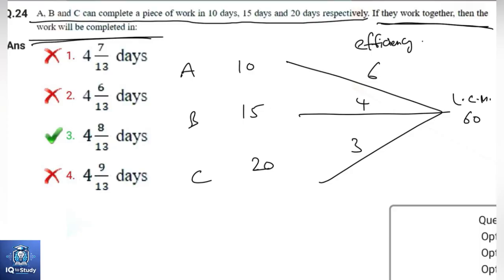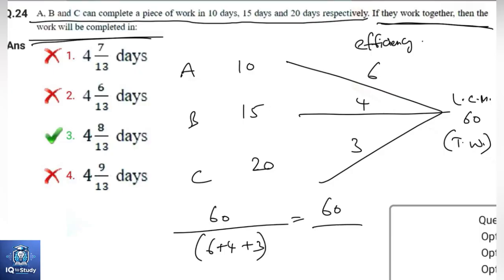So if they work together, then the work will be completed in 60, which is total work, divided by 6 plus 4 plus 3, that is equal to 60 by 13, which is equal to 4 8 by 13 days.